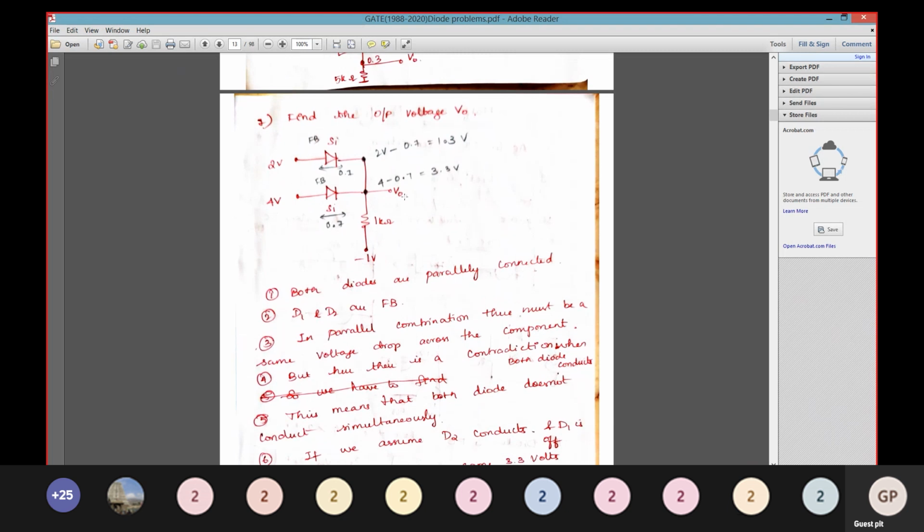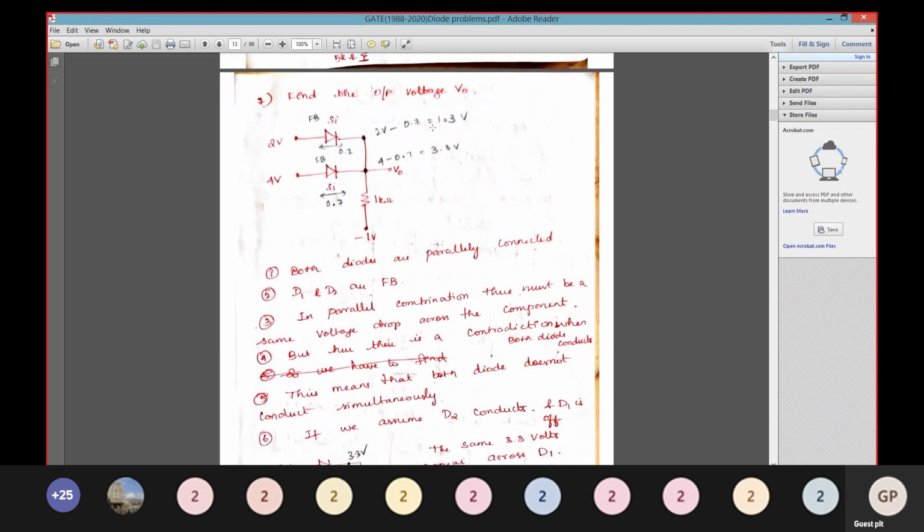The next problem, find the output voltage V naught for the given circuit. The same concept here, the parallel combination of the diodes, so the voltage must be the same. The drop is 0.7 for each. They are asking you to find the output voltage. First, let us check with the first branch. Because the inputs given to the two diodes are different, obviously the output voltage will also be different.